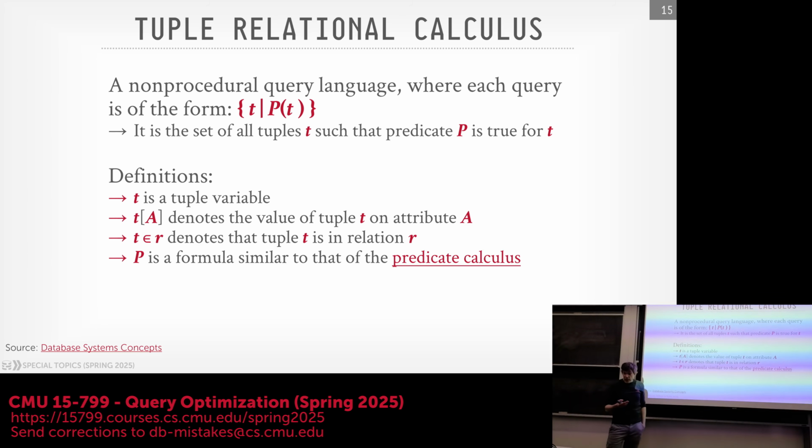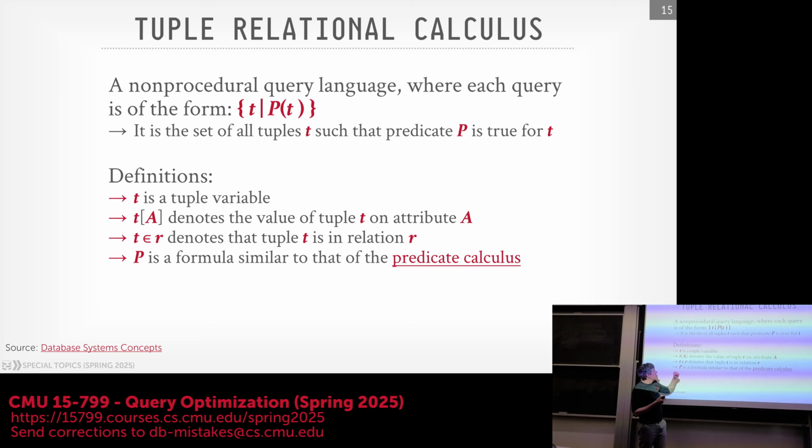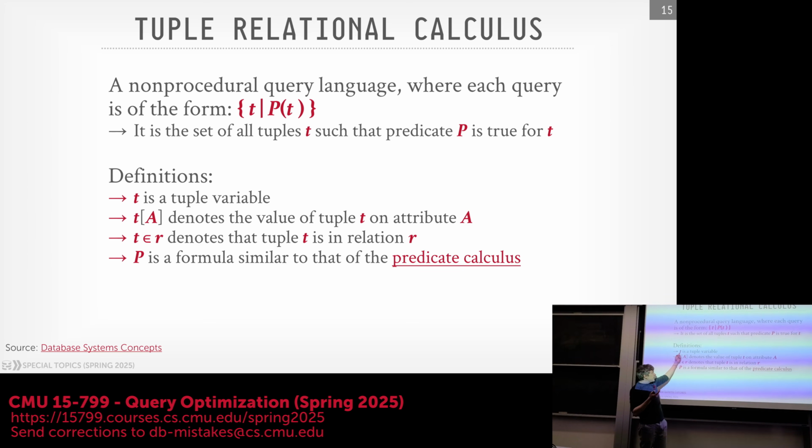There's also domain relational calculus, which is basically the same thing, except instead of defining a T from a tuple from a relation, you explicitly build the tuple by putting the attributes you want in it.